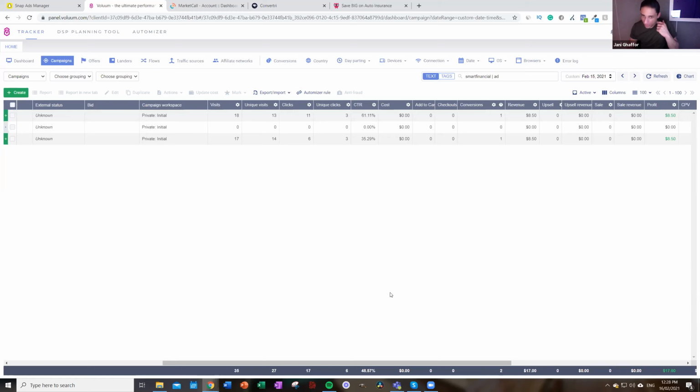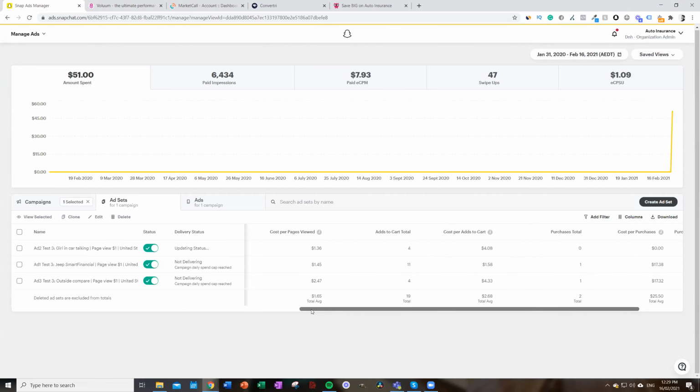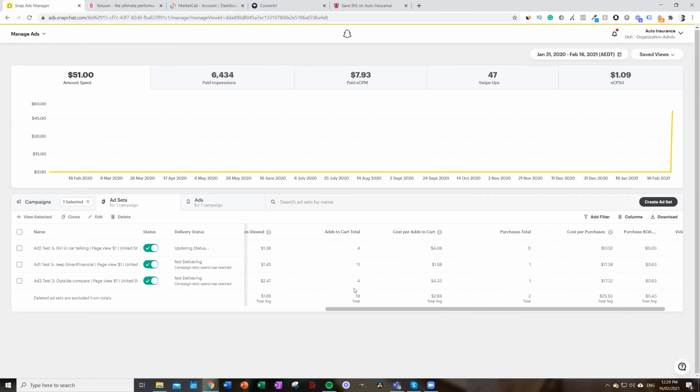So I think if we keep this running, and try and get 20 more or close to 20 more, to a total of 50 add to carts, we'll probably do the next campaign optimized for add to cart and see what happens there. Yeah. We got 19 add to carts today, so by tomorrow we'll probably get more than 50. We'll have 50, maybe even more.